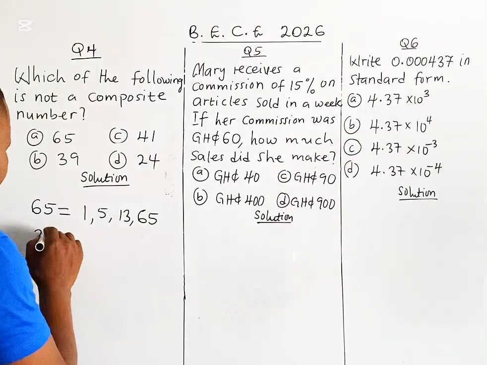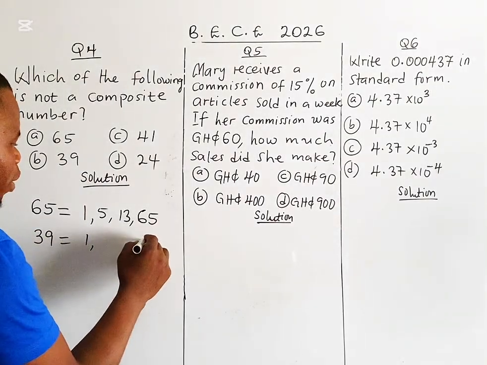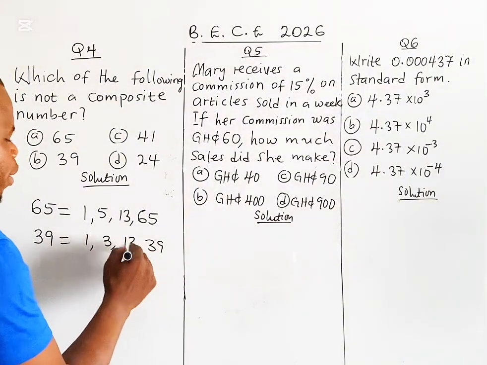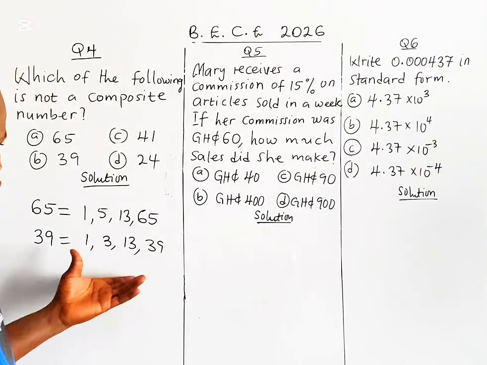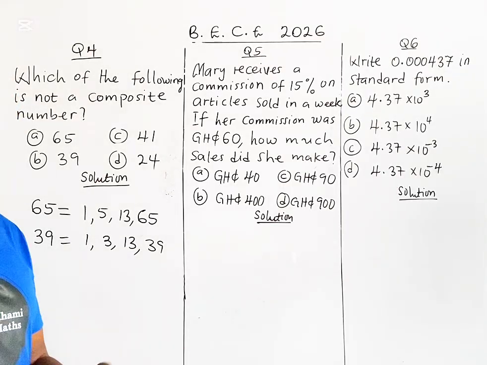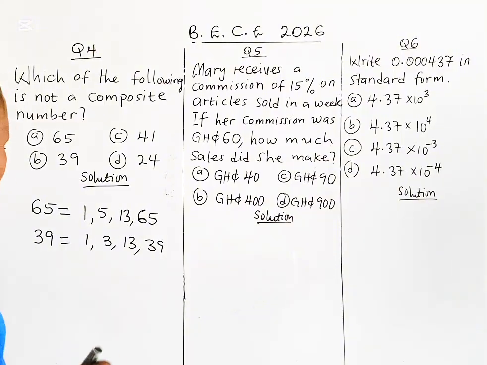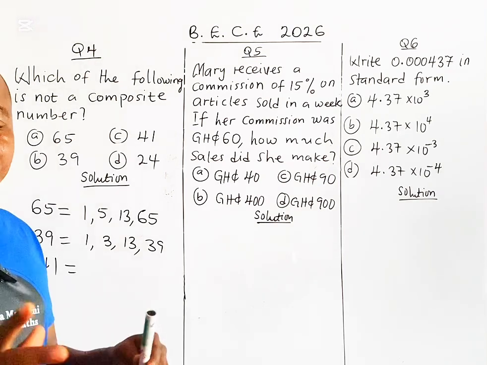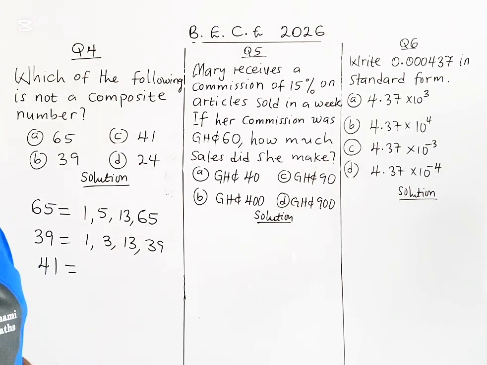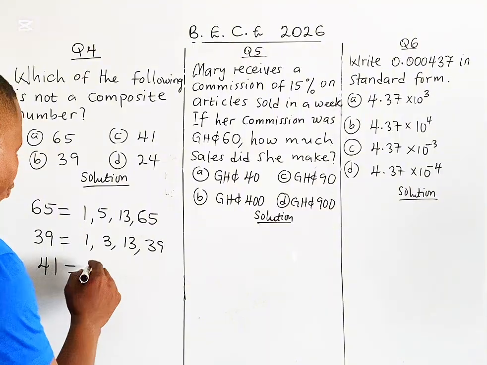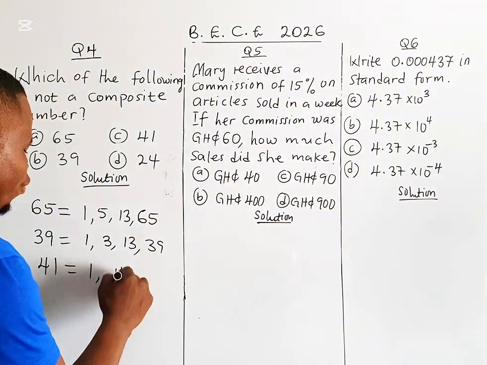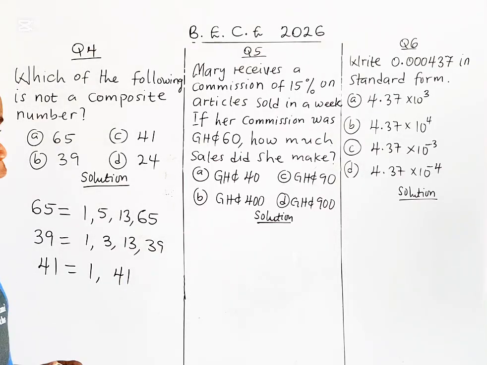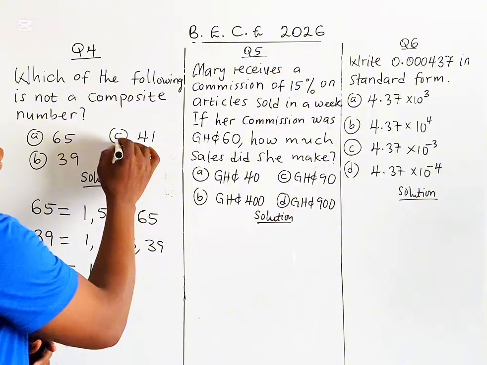Then we take 39. Factors of 39, we have 1 and 39. We also have 3 times 13, that one will give us 39. So this one we have the factors to be 4, meaning this one is not the correct option. Then we take 41. You can see that 41 is a prime number, and a prime number has only two factors, 1 and the number itself. So factors of 41, I'll have 1 and 41. So that means that this one is the correct answer. So I'll go and shade C because C is 41.